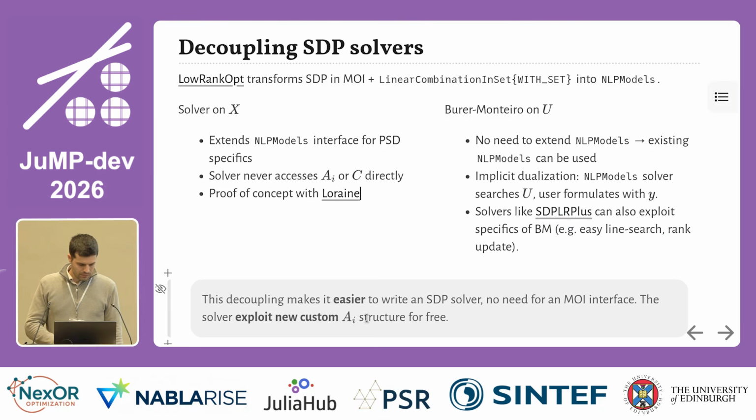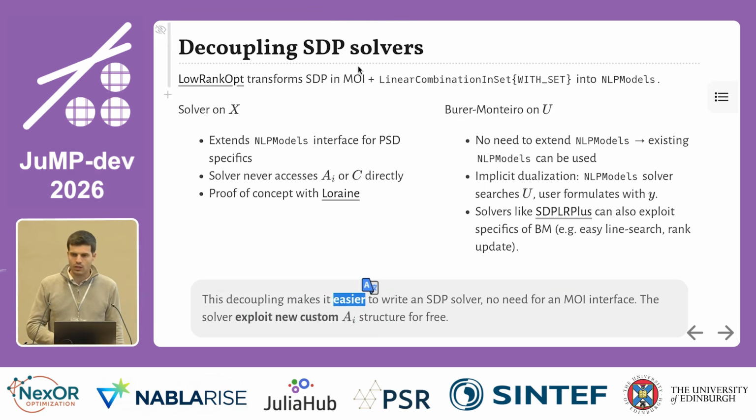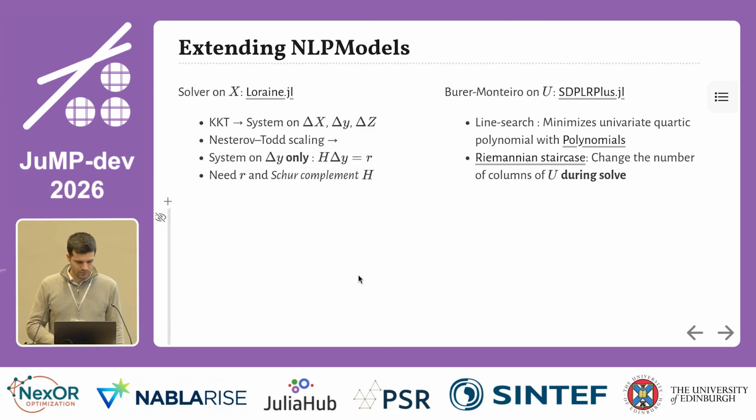And the whole idea is that if a solver uses low-rank opt to interface itself with JuMP, it will be much easier. It doesn't have to write an MOI wrapper. It just needs to access the problem through these callbacks. And also, for free, it is going to exploit any type of matrix A_i, because this is done by low-rank opt.